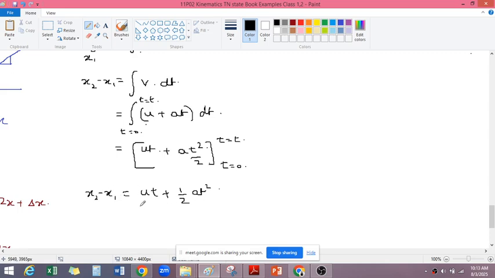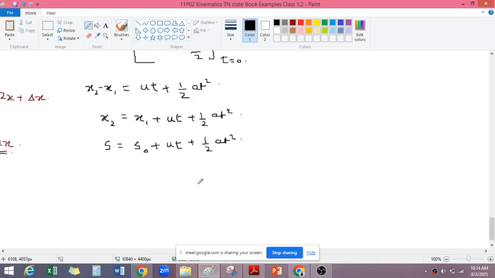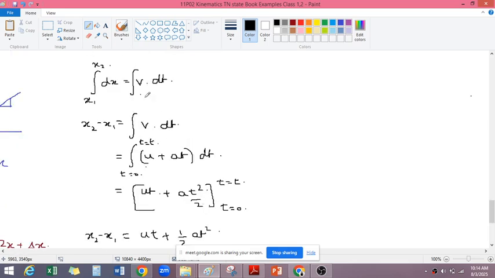This is what you must have seen as s is equal to ut plus half at square. And sometimes this x1 can come here. So this x1 is called the initial displacement. Sometimes the same formula you may have seen as s is equal to s naught plus ut plus half at square. I'm not sure what is there in your book, but very often you will be using this concept. So that's your integration from here.